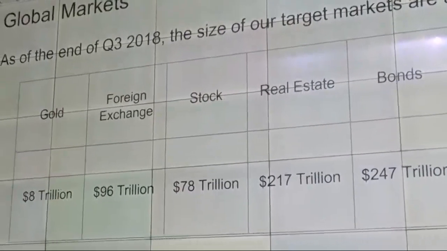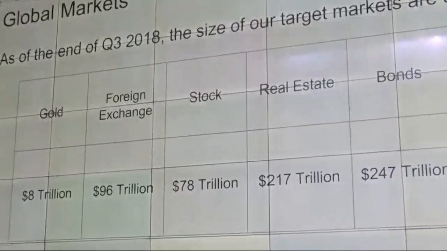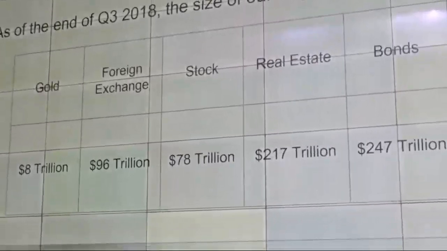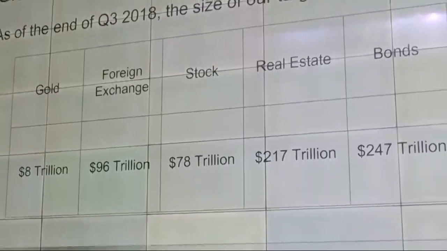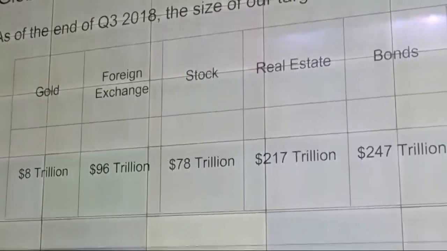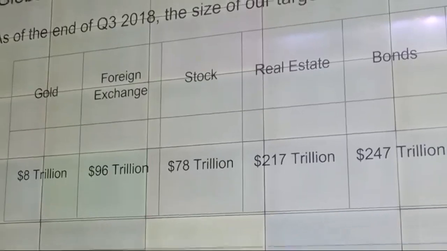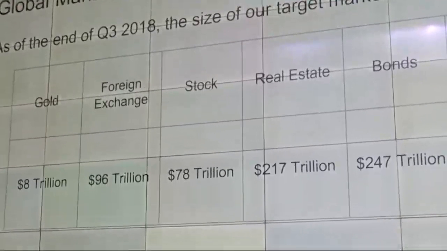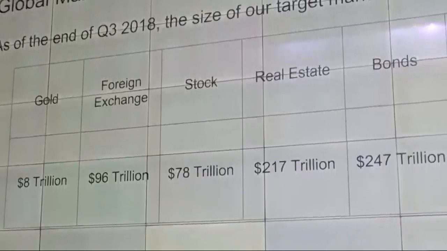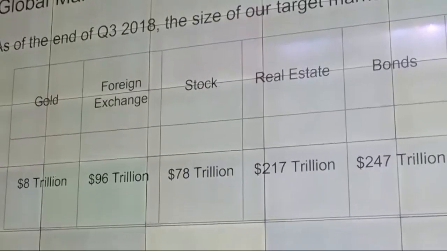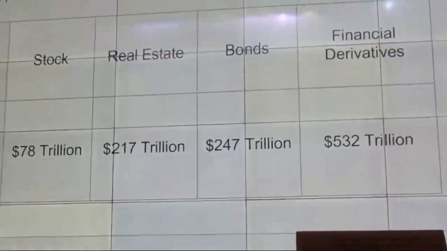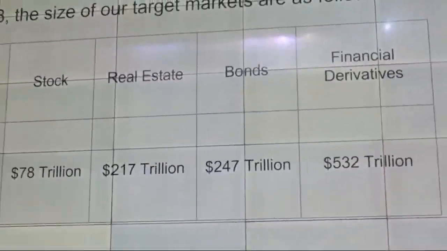These are global markets, and as of the end of Q3 2018, the size of our target markets are as follows. With gold at $8 trillion, Forex, 96 trillion, the stock market at 78, real estate at 217 trillion, bonds with 247 trillion, and financial derivatives at $532 trillion worldwide. So we're becoming increasingly globalized. Quality assets are moving beyond geographical boundaries, and thousands of companies have been able to tap into foreign capital markets.